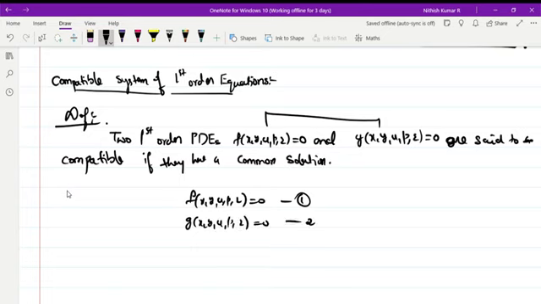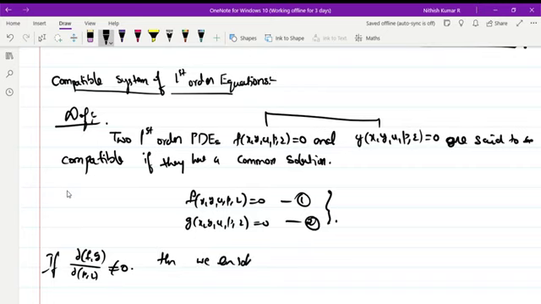So let's take equation 1, that is f of x, y, u, p, q equal to 0, and equation 2, g of x, y, u, p, q equal to 0. Now we shall try to derive the necessary and sufficient condition for compatibility of these two equations.